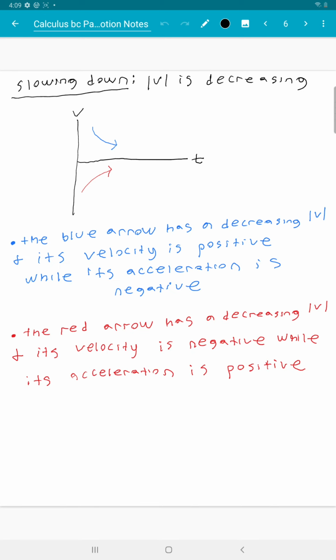And it slows down when a particle slows down when velocity and acceleration have opposite signs. So with the blue arrow, velocity is positive and acceleration is negative, opposite signs. And with the red arrow, velocity is negative and acceleration is positive, opposite signs.